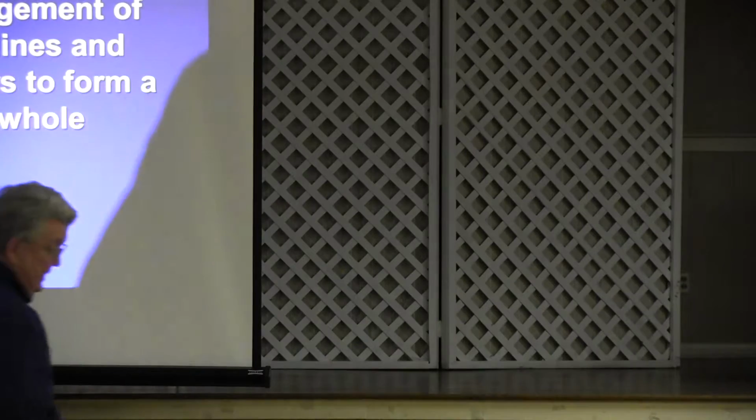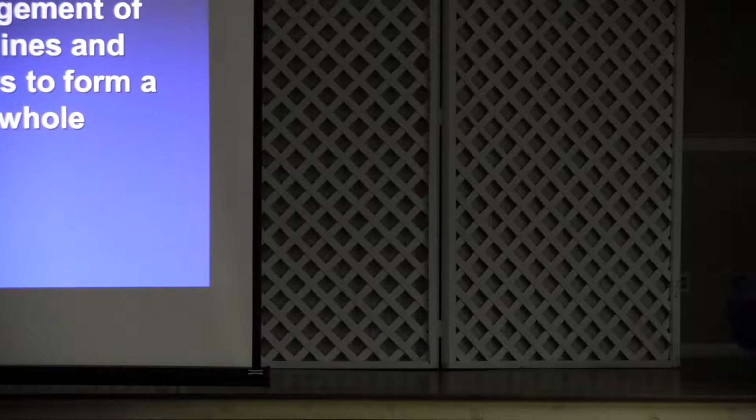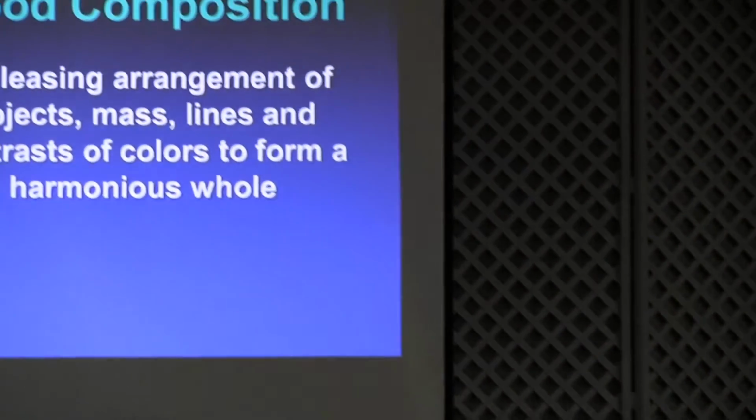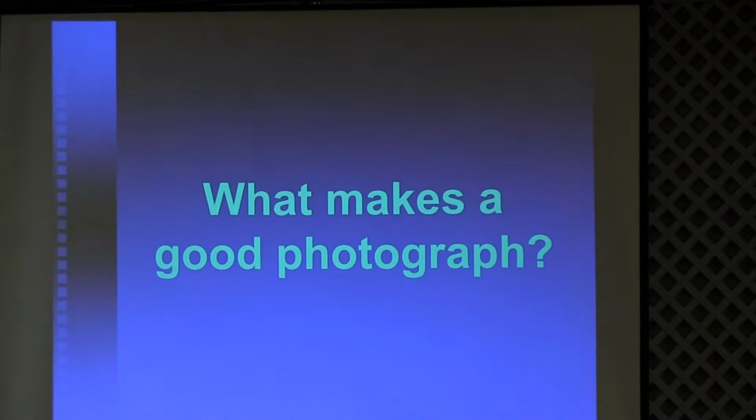What is a good composition? A pleasing arrangement of objects, mass, lines, and contrasts of colors to form a harmonious whole. That means you look at it, you like it, basically. All right, that's a good picture. If you like it, it's a good picture. The question is, why do you like it? Then it gets tricky, and we start asking ourselves some questions.